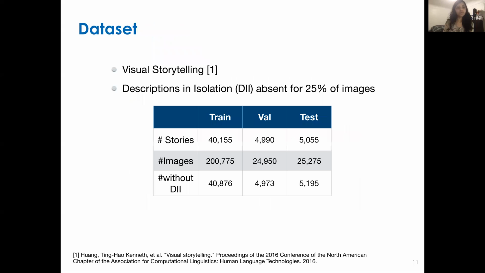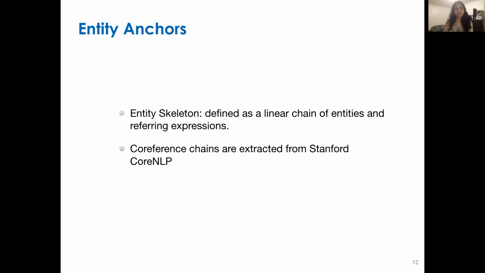We evaluate our methods on the visual storytelling data set, which has about 25% of the images that do not contain DII, which are descriptions in isolation. And hence, we use a pre-trained image captioning model to derive DII in order to make the data set complete.